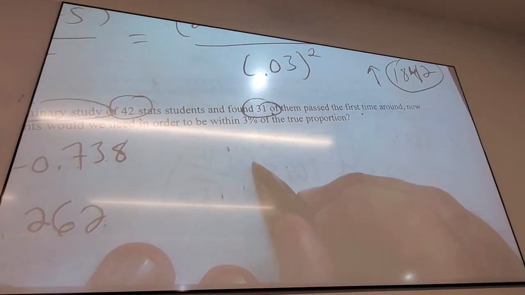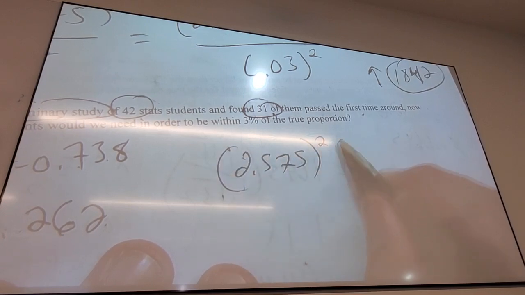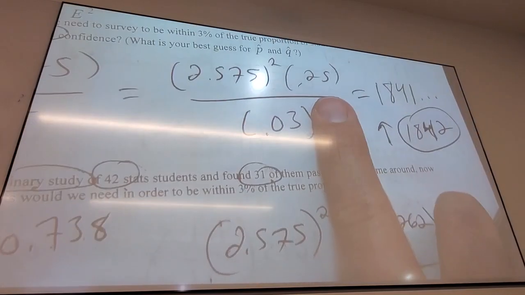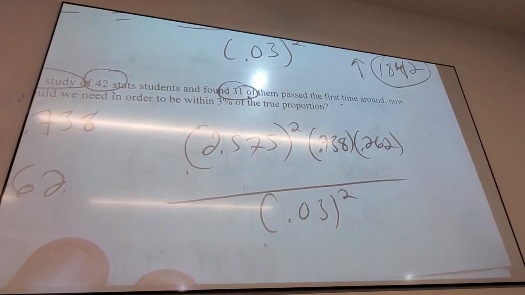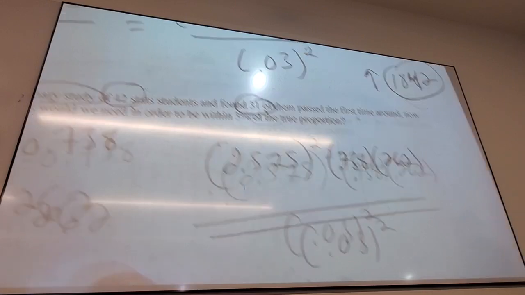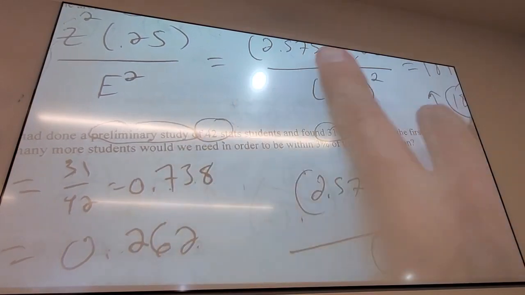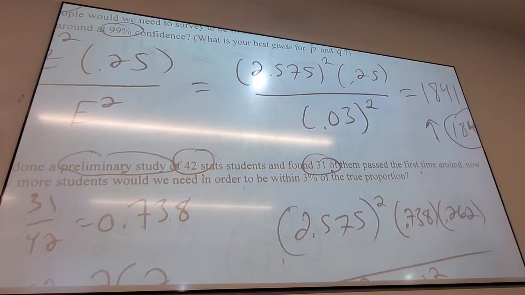So now when I set this up, it's still going to look like this. But what goes here now is p hat and q hat. They're not 50-50, they're now this. So we're still using the same z-score even though it doesn't say in the second problem? Well, this is coming off of this. Oh, so if we had done a preliminary study in order to create the same confidence that we want, namely 99%, yeah.